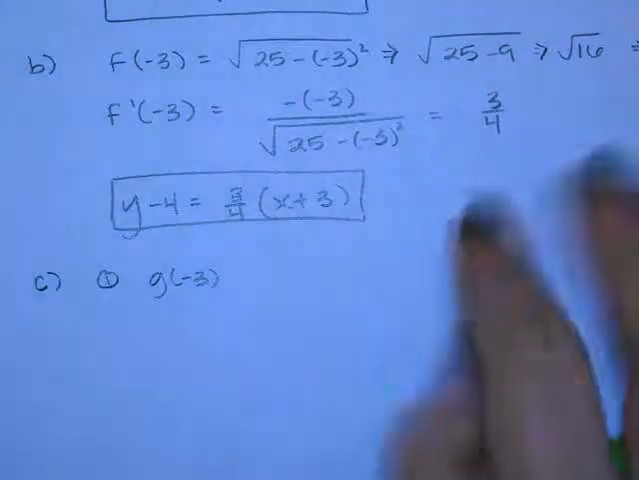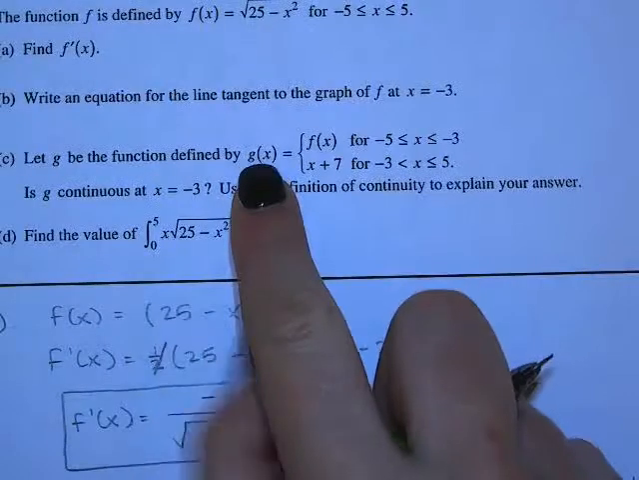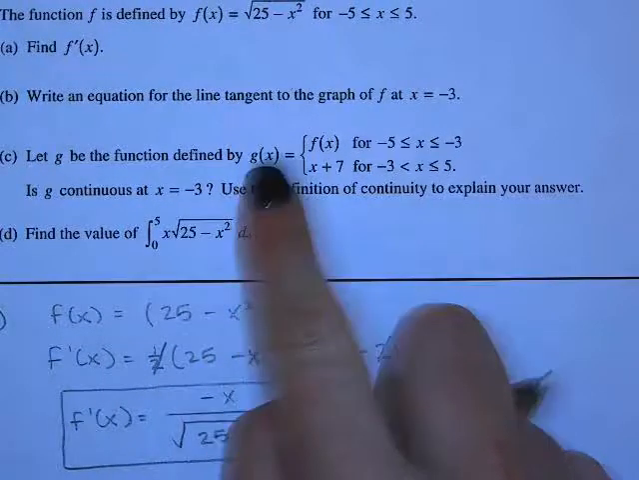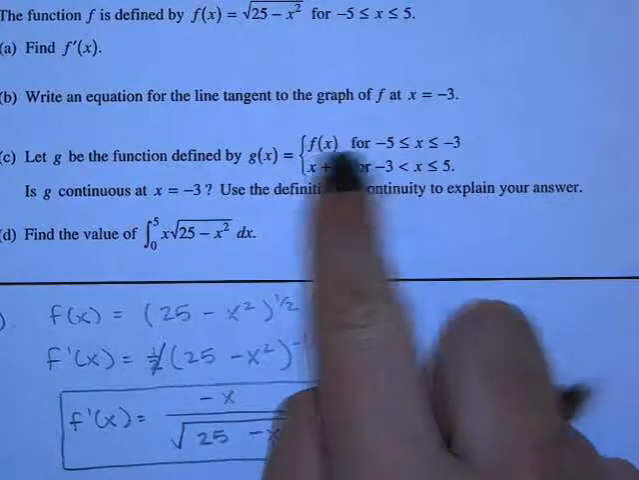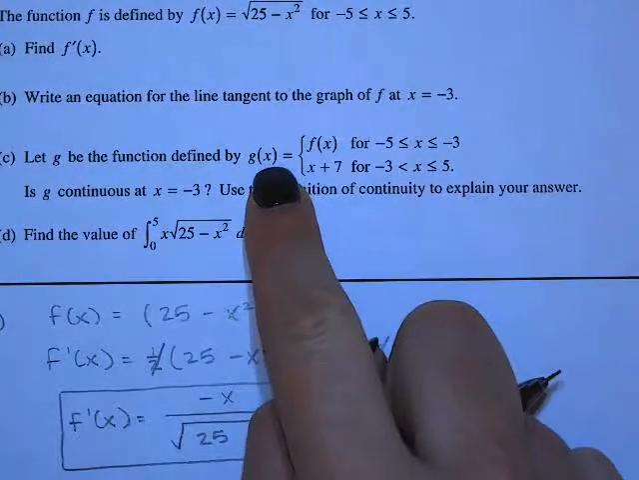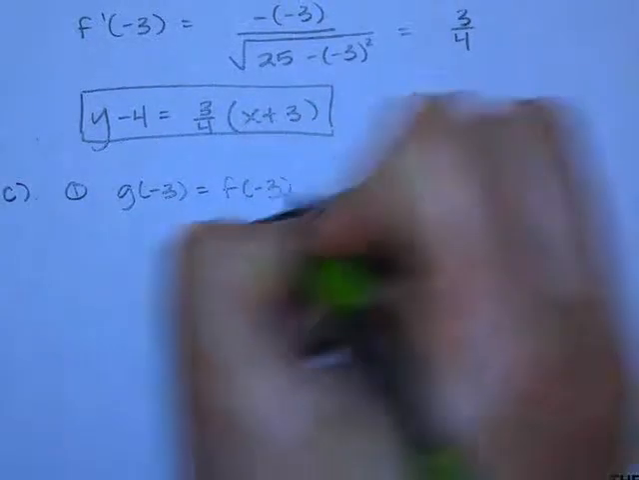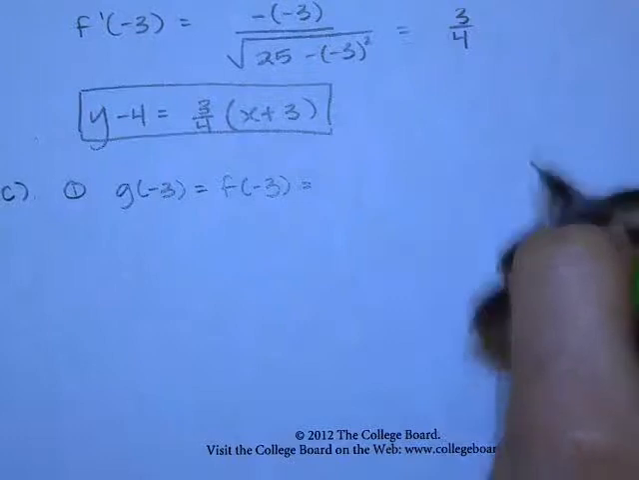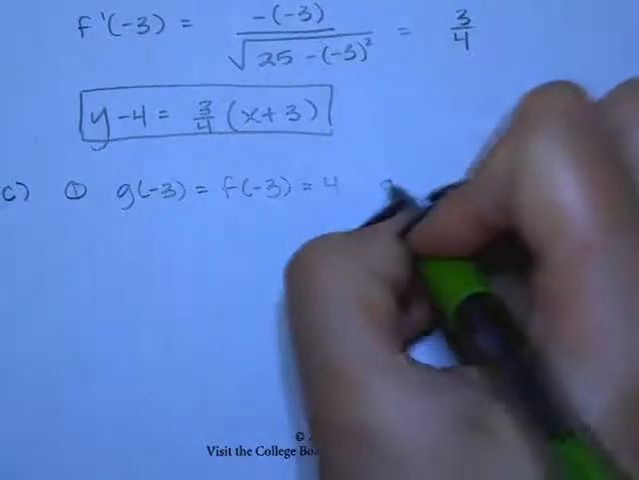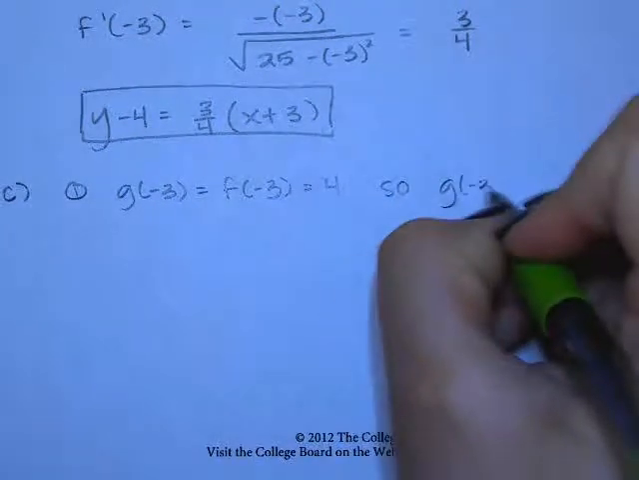And so I'm going to go back up here. If I plug in negative 3 to this piecewise function, I should be using the first piece. So g of negative 3 is actually f of negative 3. And f of negative 3 we already found is 4. So g of negative 3 is defined.